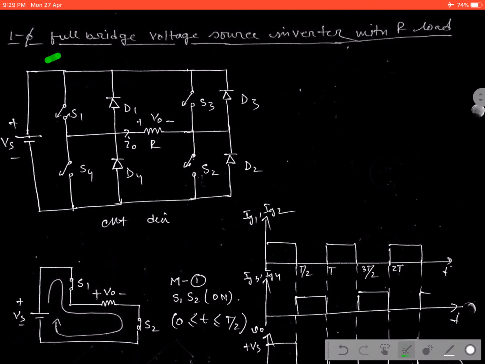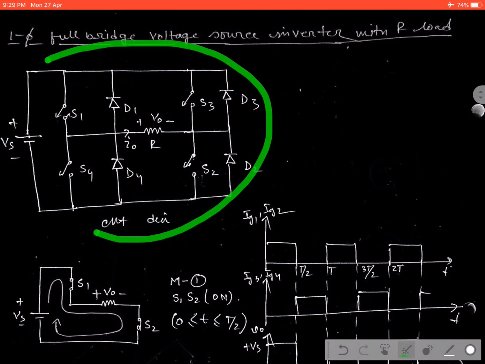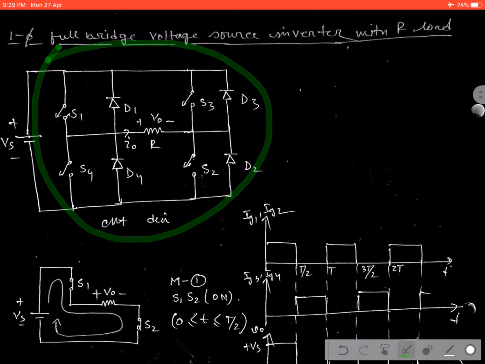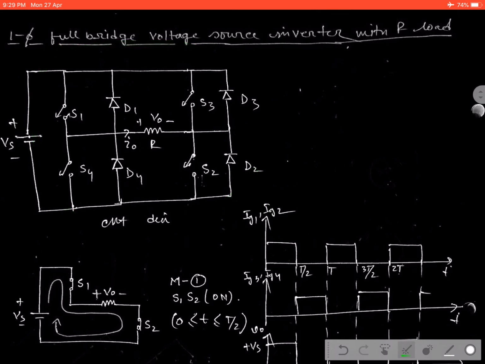Okay, the switches S1, S2, S3, S4 will form a bridge, and here we are using a DC link voltage which is having the magnitude of Vs. In the previous section I have discussed the half bridge voltage source inverter. Then the supply voltage given across the load was Vs by 2, and here we are using Vs.